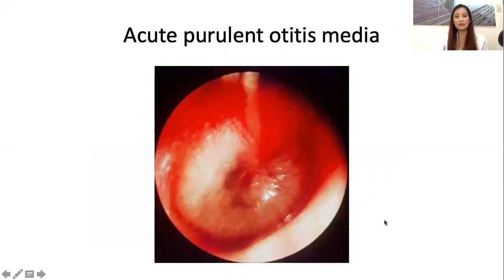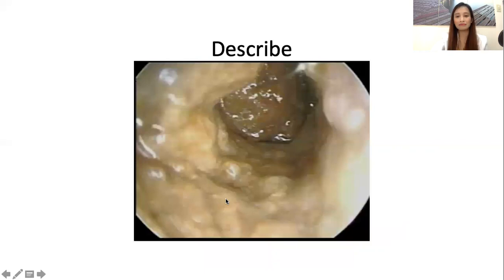So this is your acute purulent otitis media. If you can see, the tympanic membrane is very angry. It's red, and you can see the bulge, and you can see the purulent discharge behind the tympanic membrane, pushing out and bulging out the tympanic membrane. So that's your acute purulent otitis media.